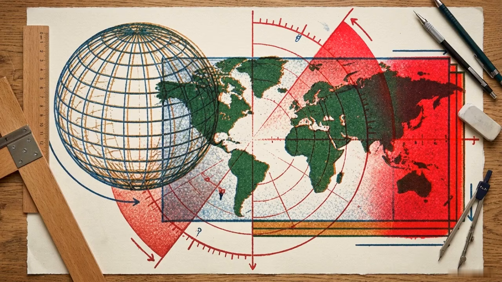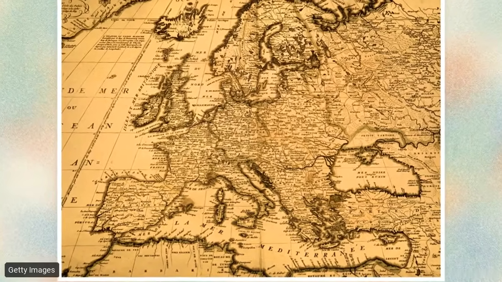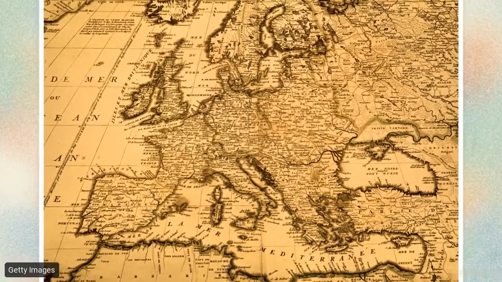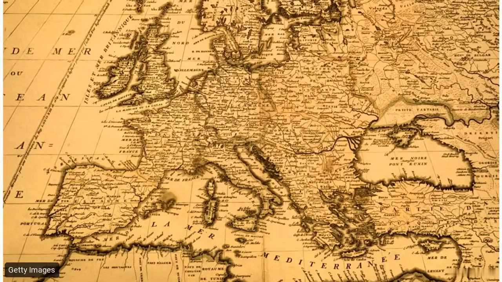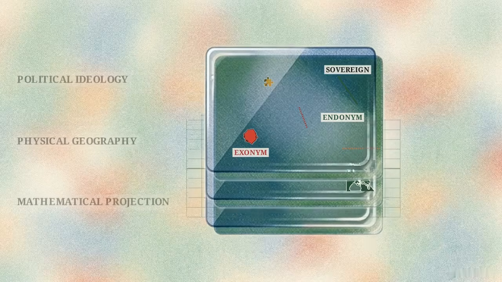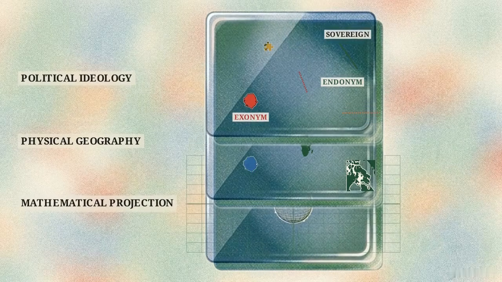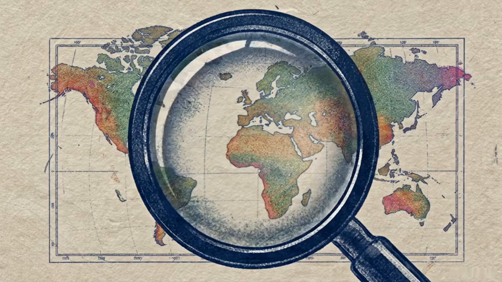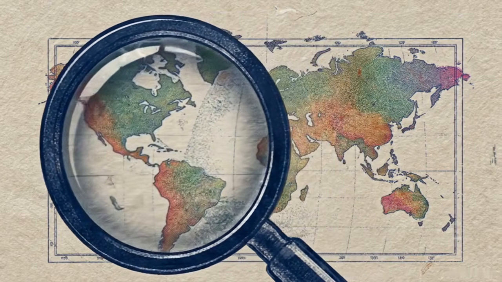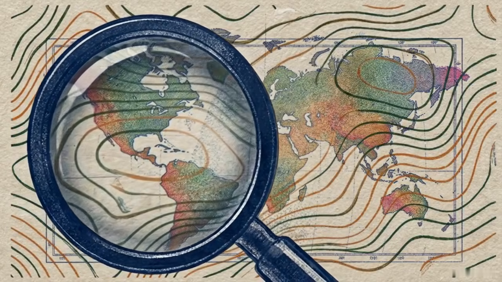These cartographic choices have real-world stakes. They justify historical territorial claims and dictate the terms of international relations. To navigate this, we must develop critical geographic literacy. We have to learn how to read the intent behind the image. The next time you look at a map, look past its perceived accuracy. Ask yourself directly, whose worldview is this trying to sell me?